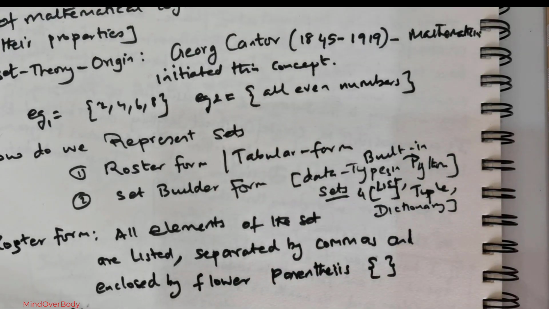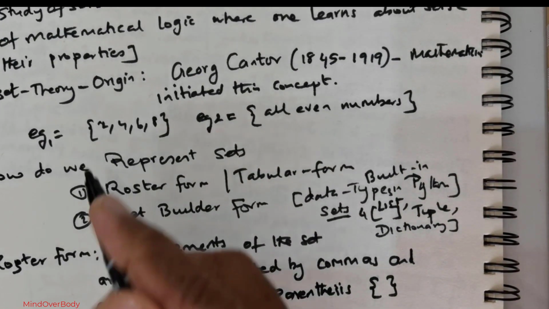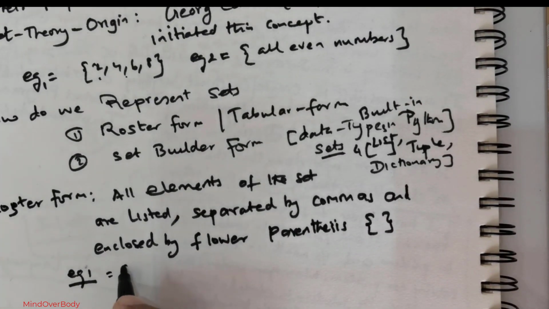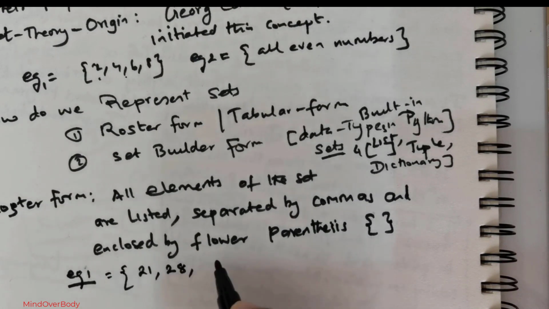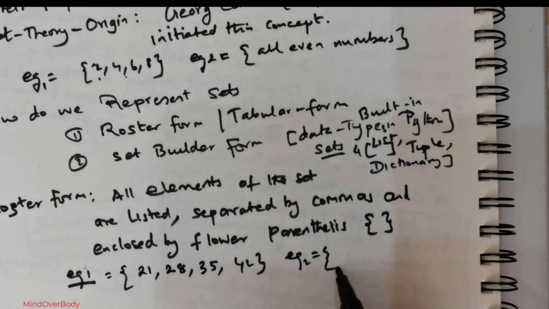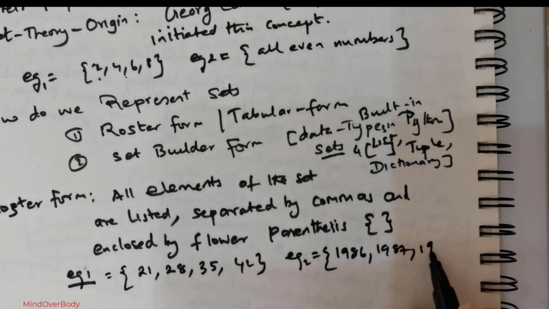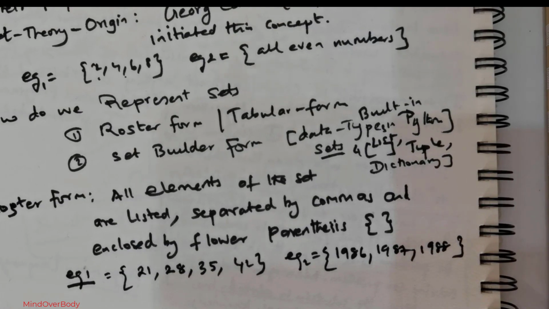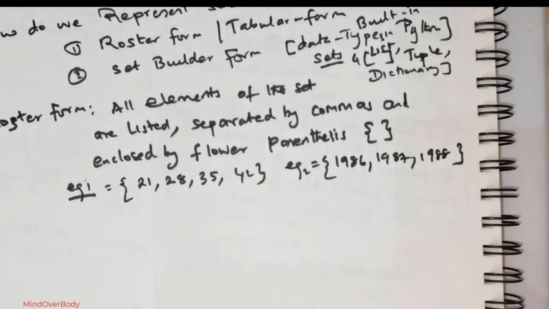I just gave you an example. In the first case, I gave you an example like this: 2, 4, 6, 8. Now in this case, I can give an illustration as 21, 28, 35, 42. This is also an illustration. Or you can also give another example: 1986, 1987, 1988. Such examples are always fine. Okay, so that is for the roster form.